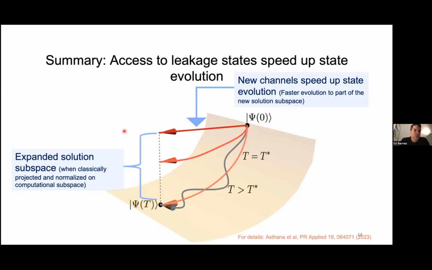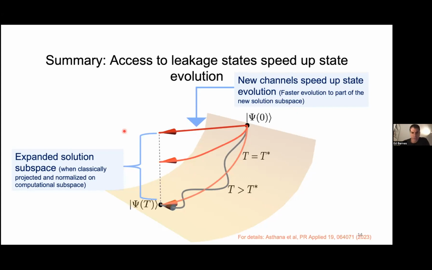So what would happen if you have leakage and then it decays back into the computational space? That would lead to errors in the final state that you have. Yeah. Fortunately, we can discriminate multiple states, so this will be fine.